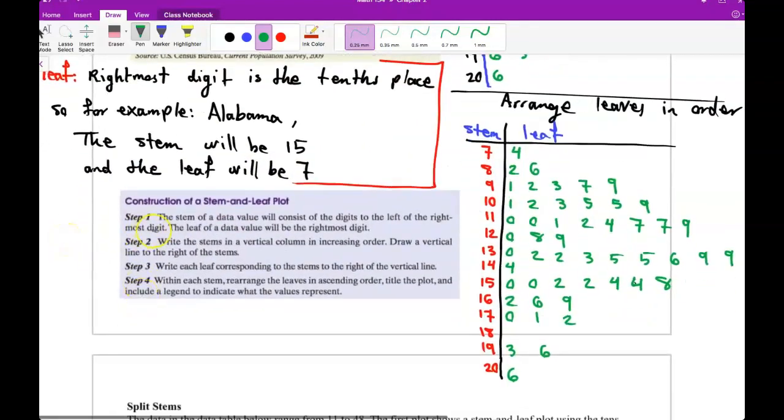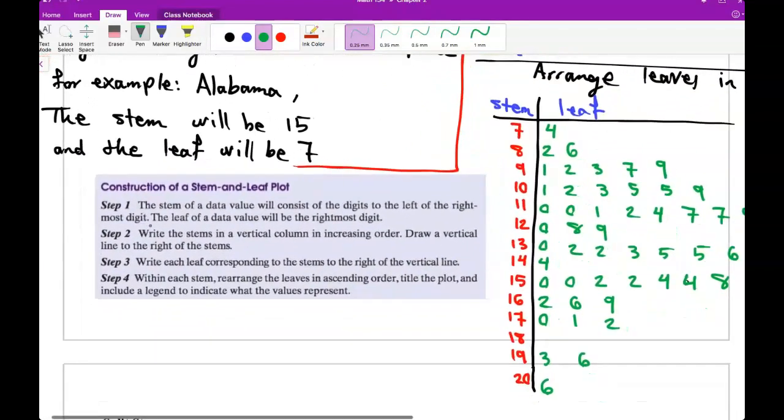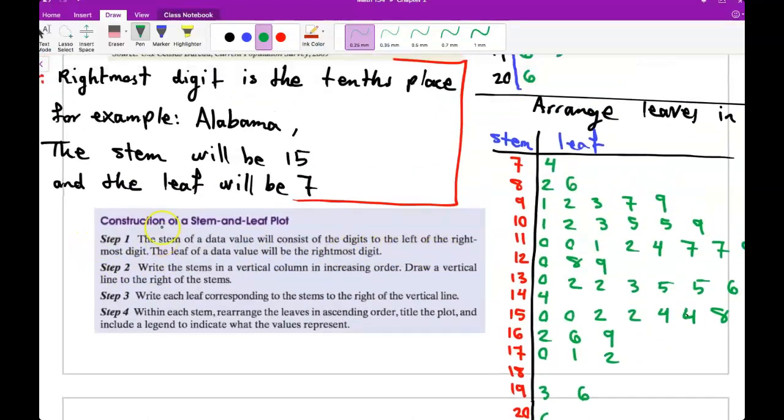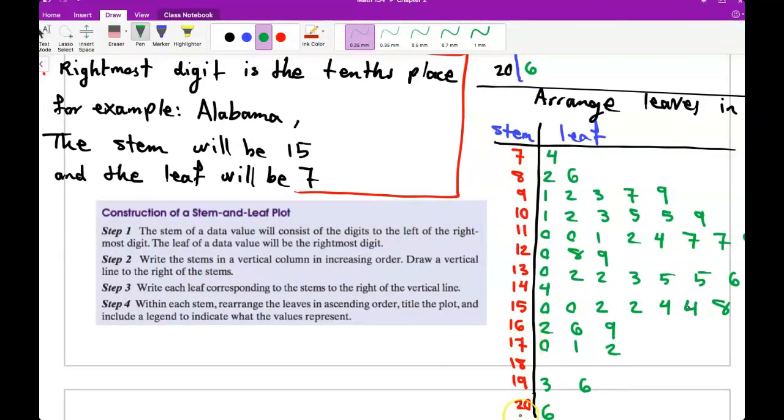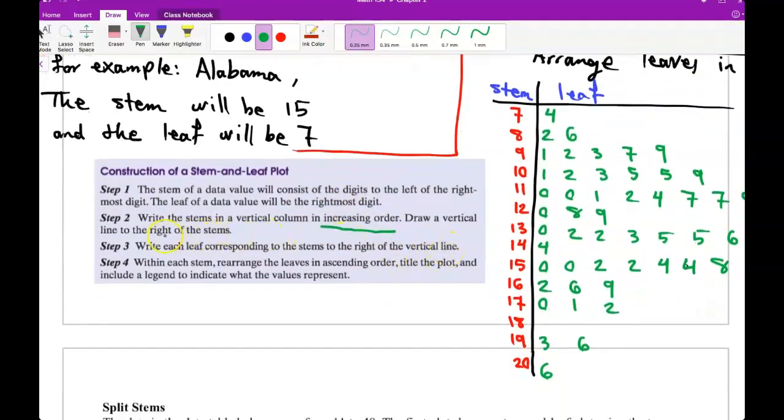Here again we have the steps for this part. Step 1, the stem of a data value will consist of the digits to the left of the rightmost digit, which I explained here, and the leaf is the rightmost digit. Step 2, write the stems in a vertical column. So we had these in a vertical column in increasing order. And then draw a vertical line to the right of the stems. This one.